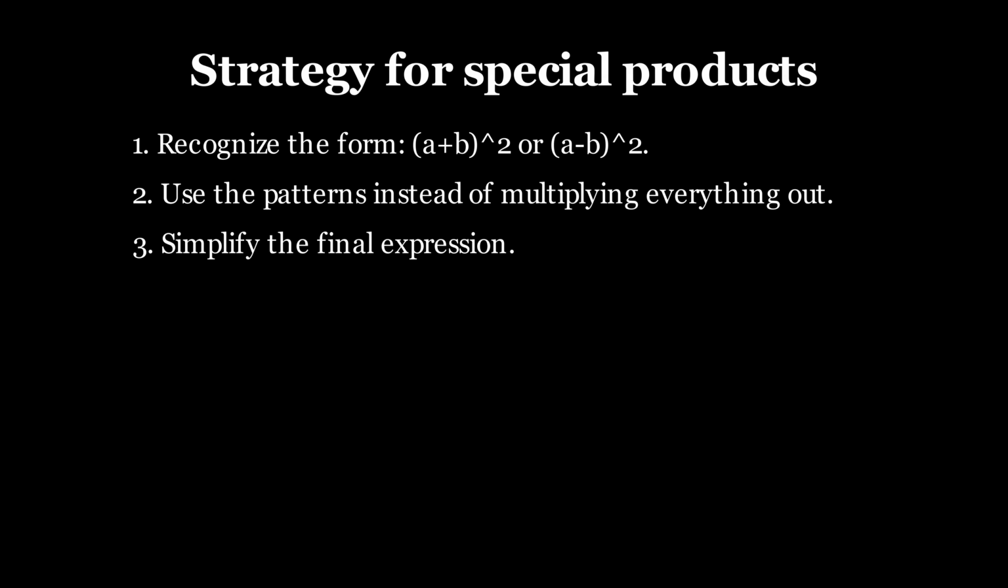When you see (a + b)² or (a - b)², you do not have to multiply everything out the long way. The idea is, first, recognize the form, either (a + b)² or (a - b)². Second, use the correct pattern instead of doing all the distribution. Third, simplify the expression at the end.